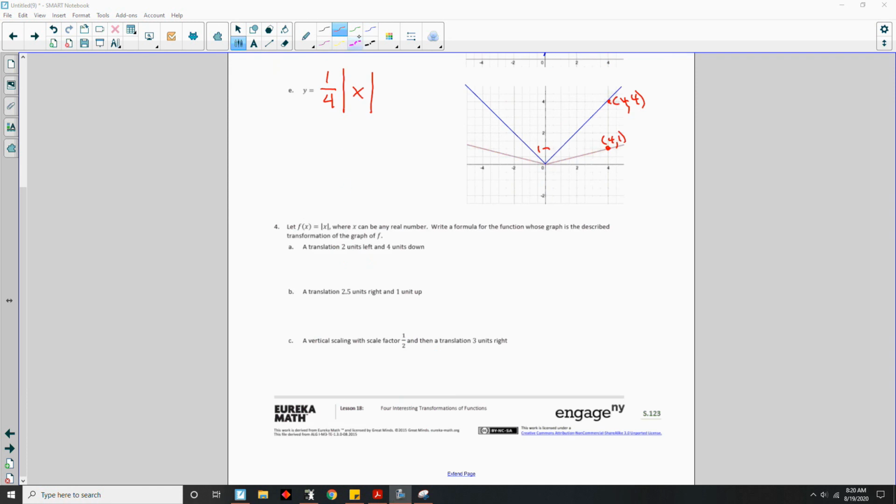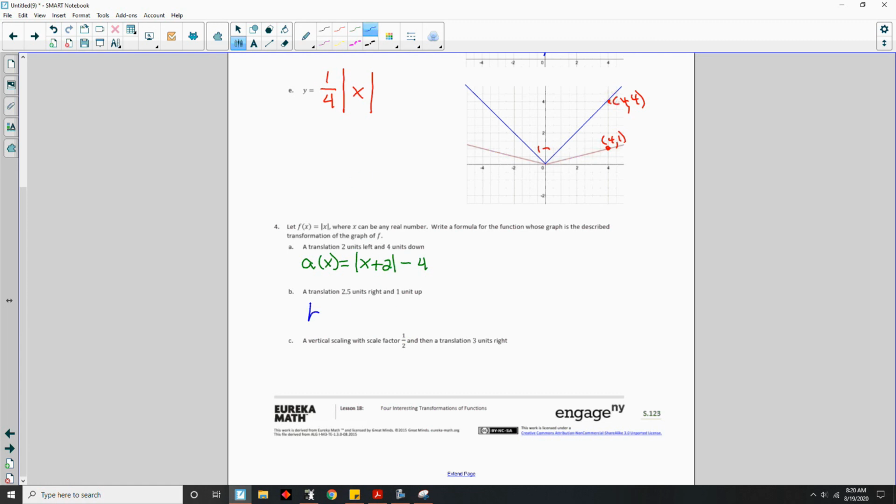Okay, number 4 says let f of x equal the absolute value of x, where x can be any real number. Write a formula for the function whose graph is described in the transformation of the graph of f. So let's just call this a of x since it's part A. A translation 2 units left and 4 units down. So I know there's something inside and I know there's something outside. 2 left, 4 down. Left is this way. The sign will be opposite, plus 2. Down, the sign outside is the same. So it's a of x equals the absolute value of x plus 2 with minus 4 outside. This moves it down 4, this moves it left 2.